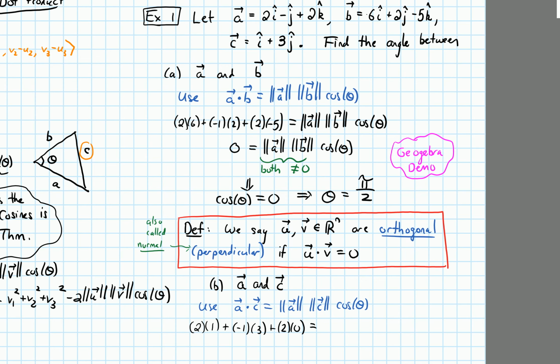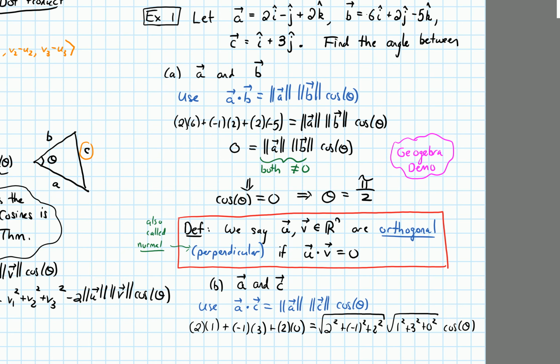On the right-hand side, if I want the length of A, this time I'm actually going to work it out, because the dot product on the left isn't 0. So let's actually work out these lengths. I would get 2 squared plus negative 1 squared plus 2 squared, and then square root that thing. We've seen this before. That's how I get the length of a vector. And then the length of C would be 1 squared plus 3 squared plus 0 squared. And then that whole thing is being multiplied by cosine of theta.